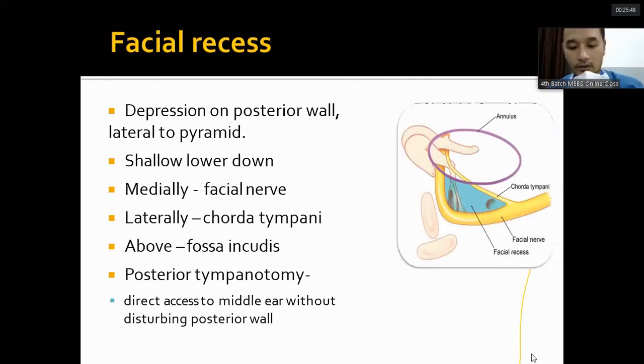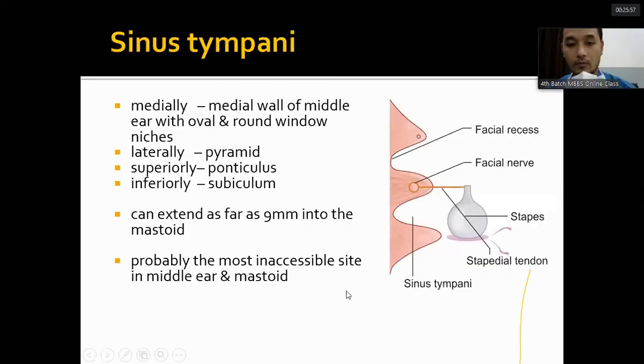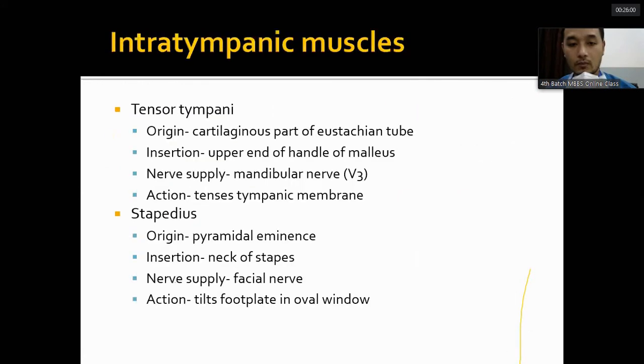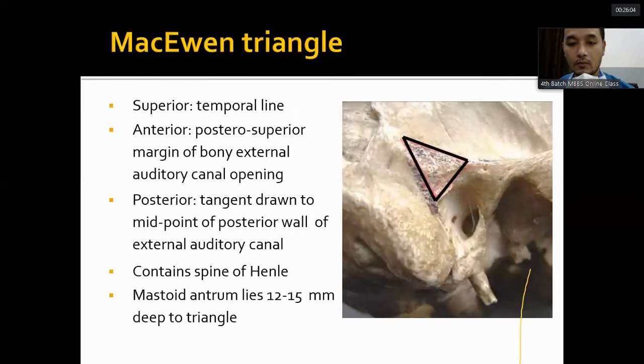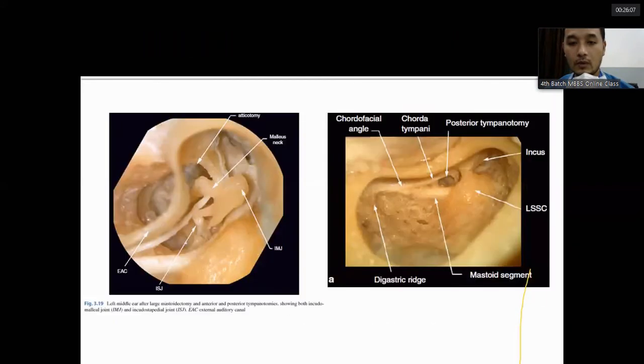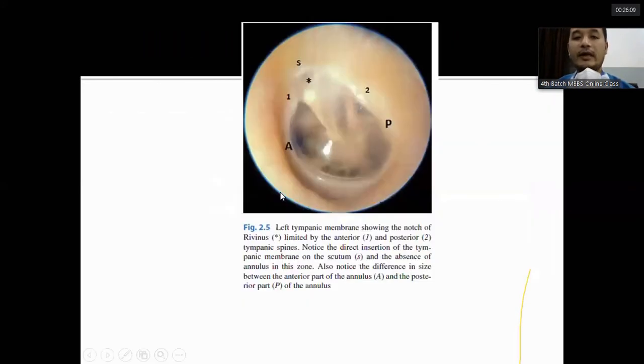So I'll show you. This is the picture of the left tympanic membrane. This is the anterior-inferior, this cone of light, and the handle of Malleus is tilted backwards. So this is the picture of the left tympanic membrane.